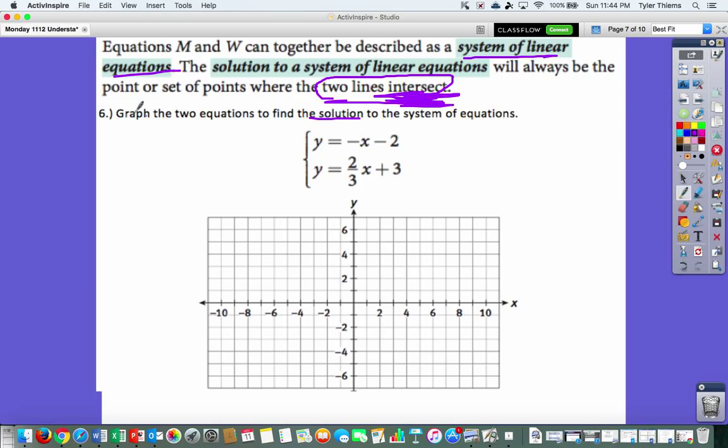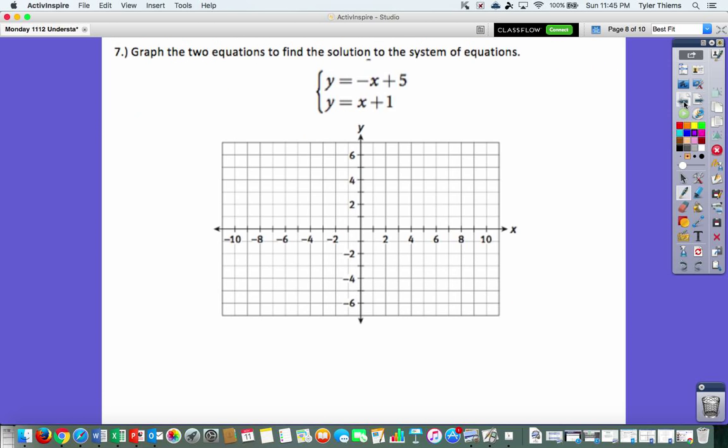So here in number 6, we're given 2 more equations. We're going to graph these 2 equations, and then we want to find the solution, which is the intersection point of these 2. So I'll do number 6, then I'm going to have you go ahead and do number 7 on your own.